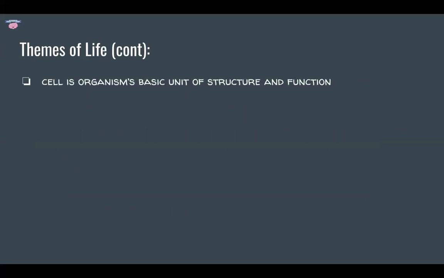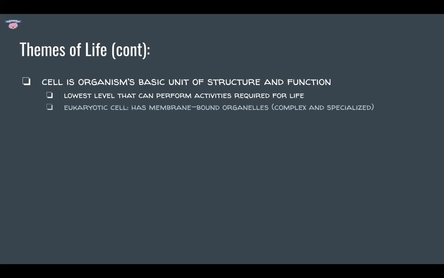The next theme is that the cell is the organism's basic unit of structure and function. Remember back when we introduced the biological hierarchy, we talked about the cell being the basic unit of life. It's basically the lowest level that can perform activities required for life, including cellular respiration, which is breathing. And there are two different types. A eukaryotic cell has membrane-bound organelles. It's complex and specialized. It is different from a prokaryotic cell, which does not have complex organelles. It just has DNA floating around.